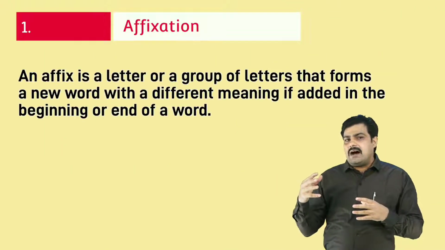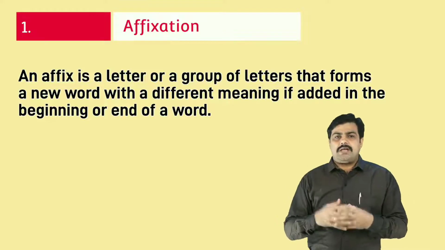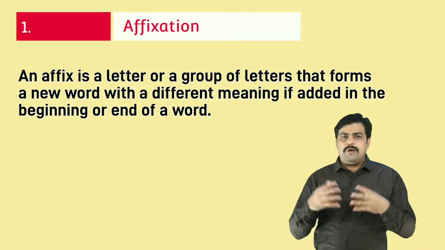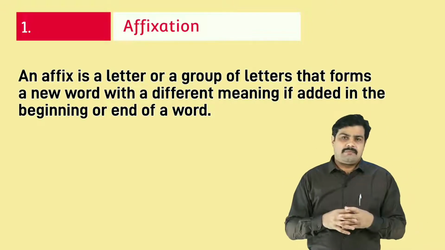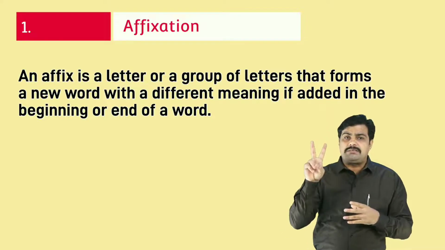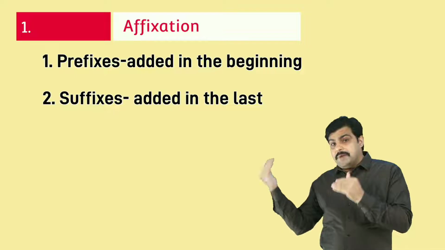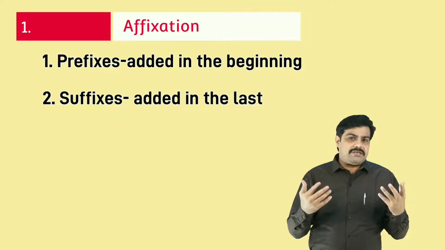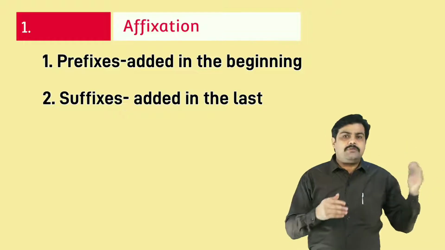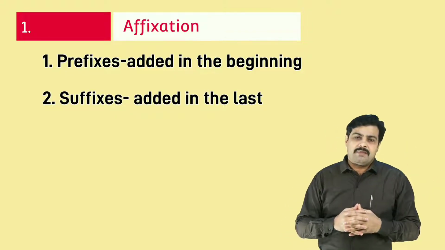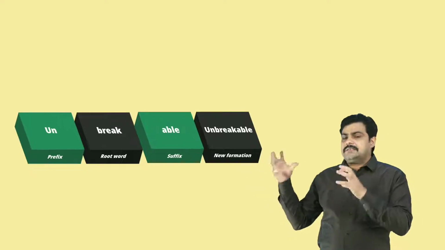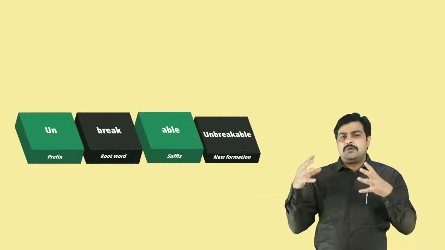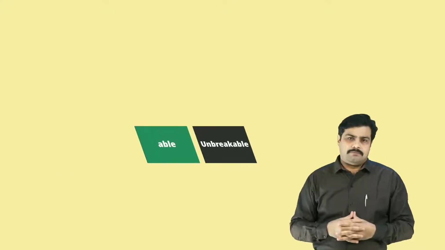An affix is a letter or a group of letters that forms a new word with a different meaning if added to the beginning or end of the word. Affixes are divided into 2 kinds. Those added in the beginning of the word are known as prefixes, and the others added at the end of the word are known as suffixes. The example is on the board you see. Root word is break. The prefix here is un, and the suffix is able. So we get a new word, unbreakable.